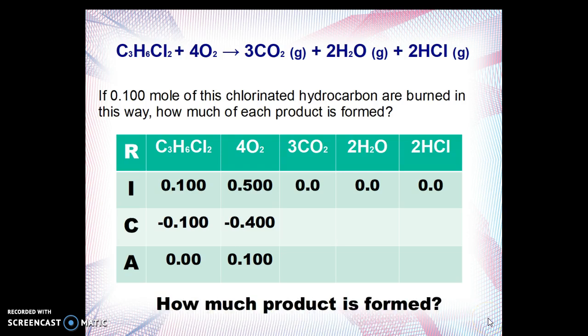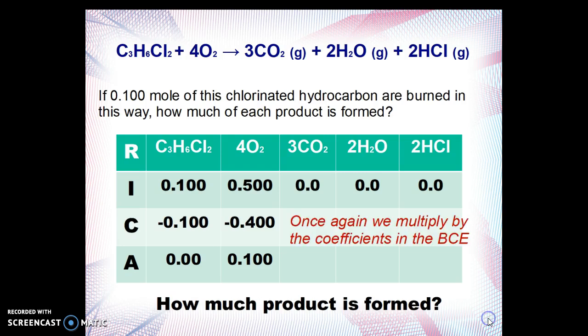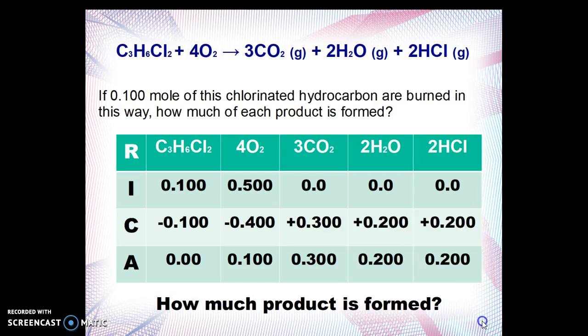How much product is formed? Well, we look at the balanced chemical equation, and we multiply by the coefficient ratio. In the case of the carbon dioxide, it's 3 to 1. In the case of the water, it's 2 to 1, and the same with the hydrogen chloride. Note, we are always using the limiting reactant for our calculations. Since it's limiting, the fact that the oxygen is in excess, we don't really consider that in our calculations.